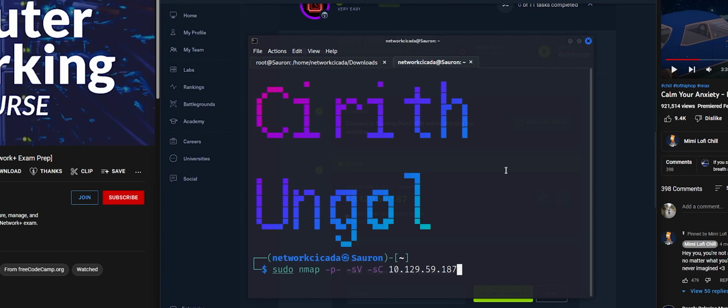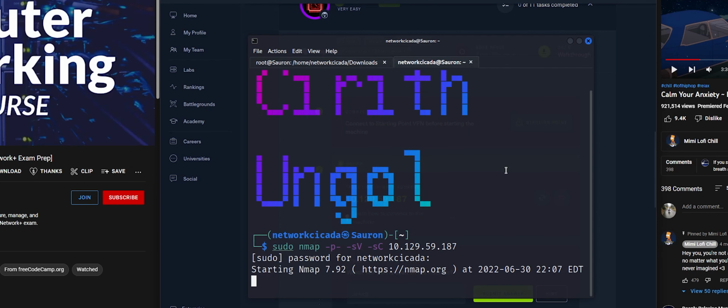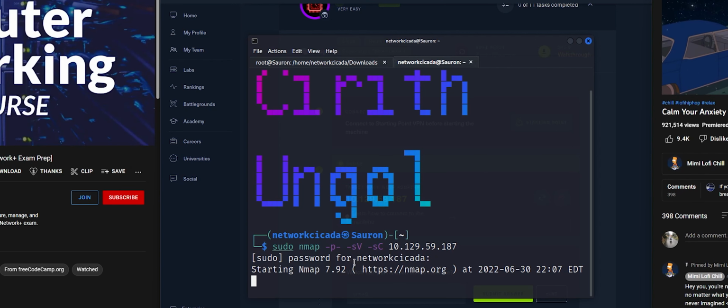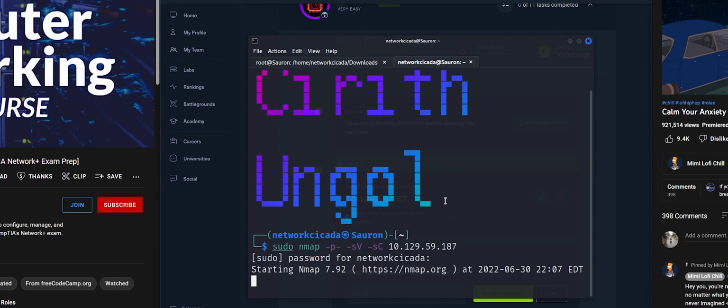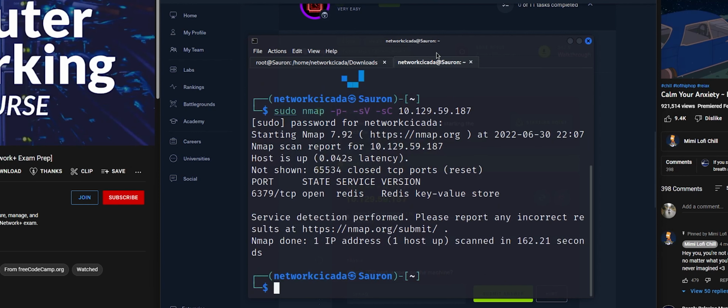After that, we type -sV and then -sC. -sV is going to run a service enumeration on the ports that it finds open, and -sC is going to run scripts against those services to try to gain more information that we can use to attack it. We paste the IP address of the target and hit enter.